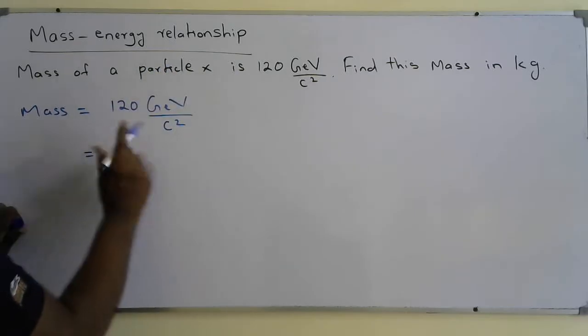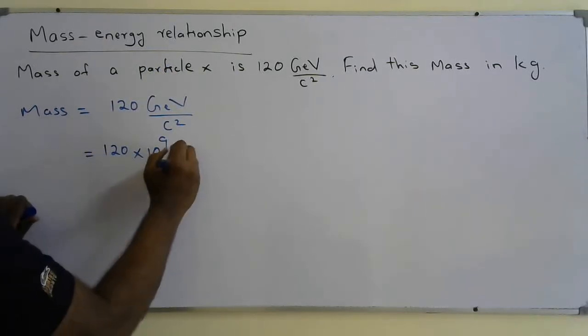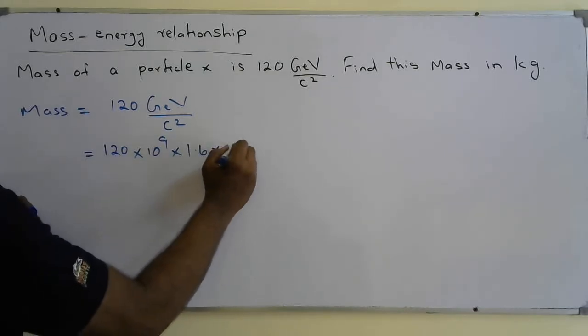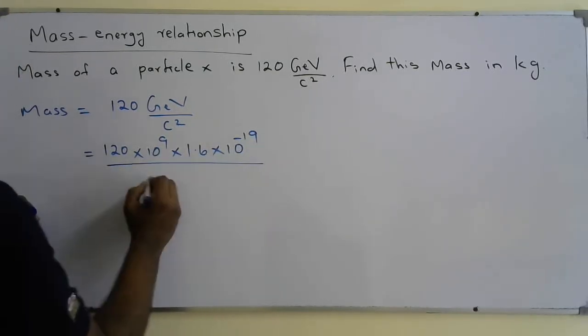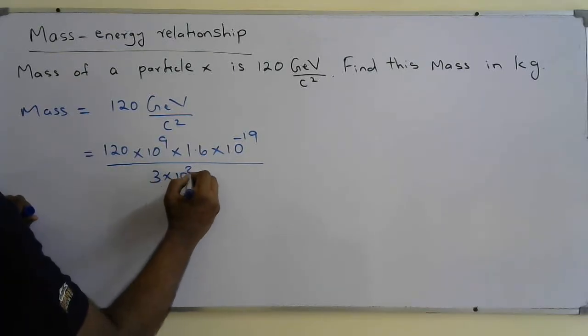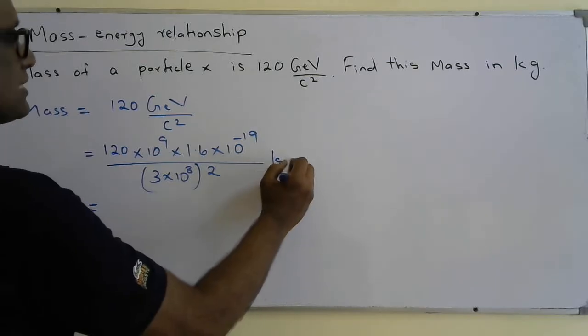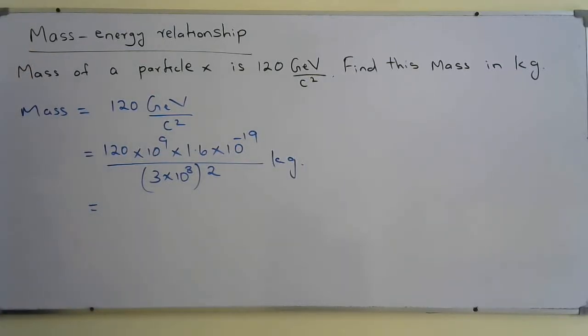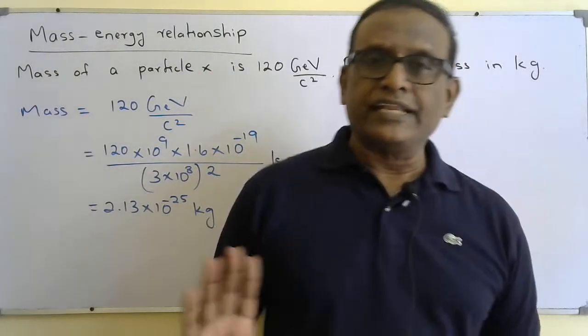Solve this part. 120 giga means 10 to the power 9. Electron volt means 1.6 × 10 to the power minus 19 joules, divided by C squared, (3 × 10 to the power 8) all squared. So solve this, you will get the answer in kilograms. The final answer is 2.13 × 10 to the power minus 25 kilograms.